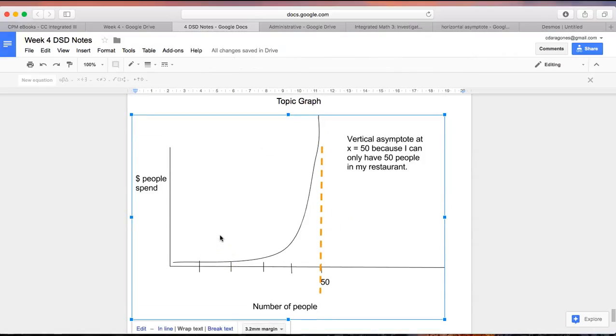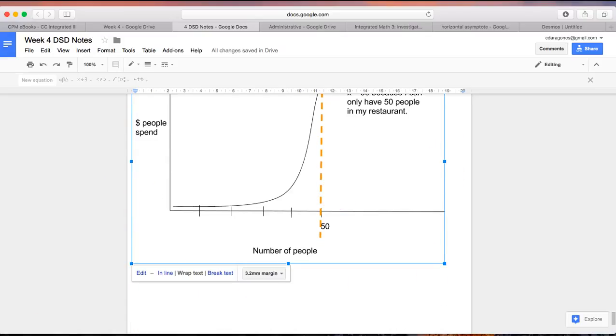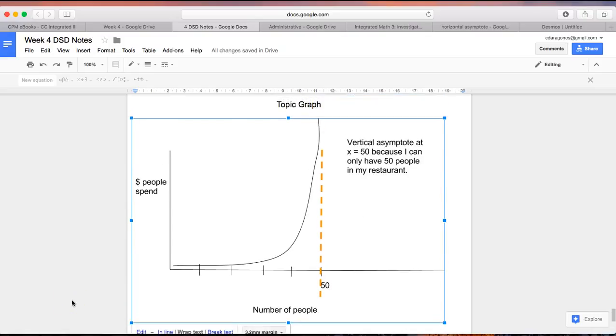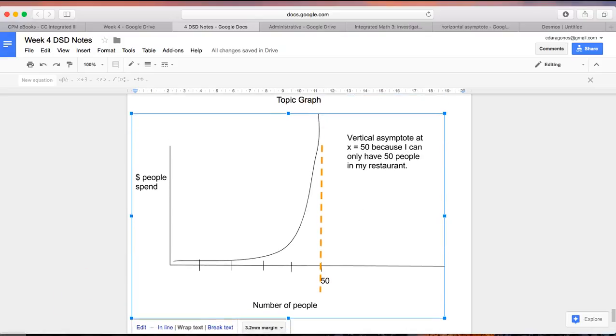So in your notebook, go ahead and draw a graph of what your situation looks like, what your scenario looks like, and make sure you label your input, your output, and your vertical asymptote. When you're finished, take a photo of your work and then upload it on Dreamseedo.